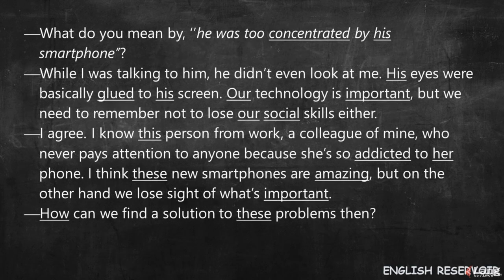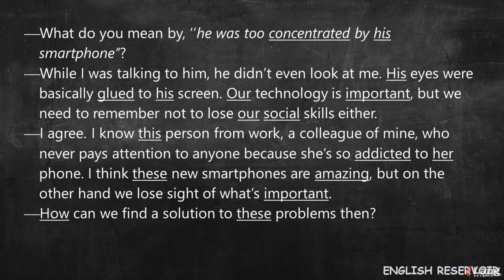What do you mean by he was too concentrated with his smartphone? While I was talking to him, he didn't even look at me. His eyes were basically glued to his screen. Our technology is important, but we need to remember not to lose our social skills either.